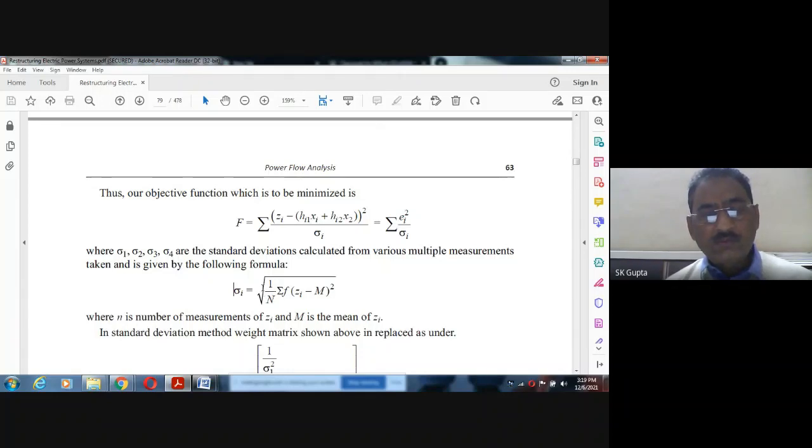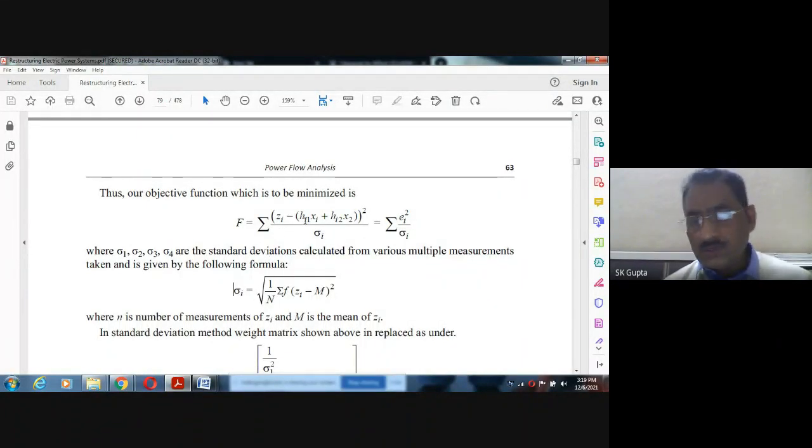So from the same meter you are measuring 50 times, then we will see what those 50 values are, how far each is from the mean, the frequency of that measurement, and the total number of measurements. The square root of that is called the standard deviation. Now our intention is to minimize.